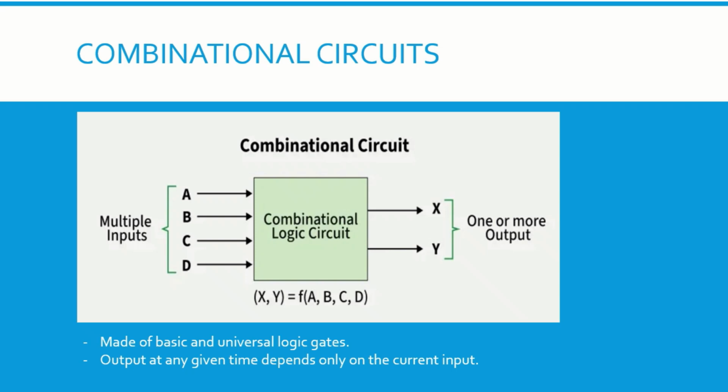And here, the output at any given time will be dependent only on my present input, only on my current inputs. Here you can see x and y are my outputs and they are dependent on a, b, c, d. That is, my x and y can be expressed as a function of my current inputs. So this is the basic definition of combinational circuits, and one example would be an adder circuit, where the output is dependent only on the current input at any given instance of time.